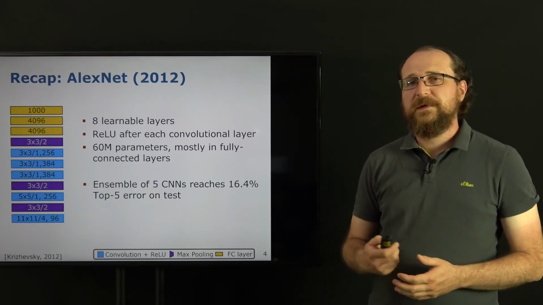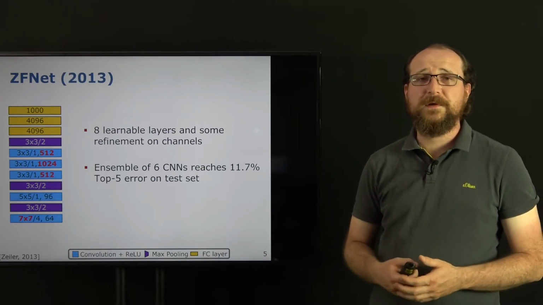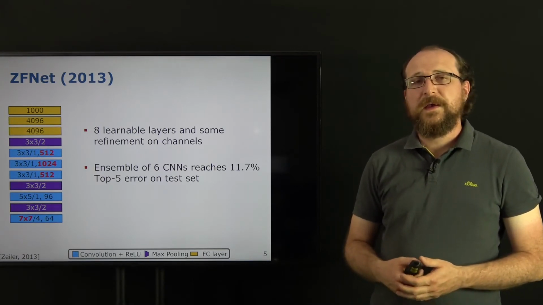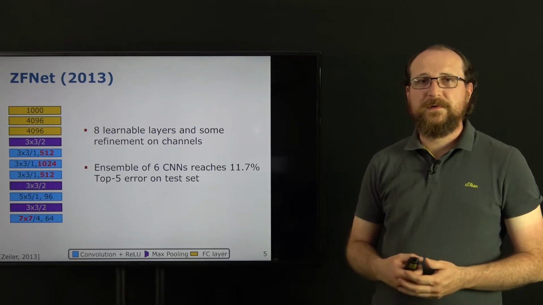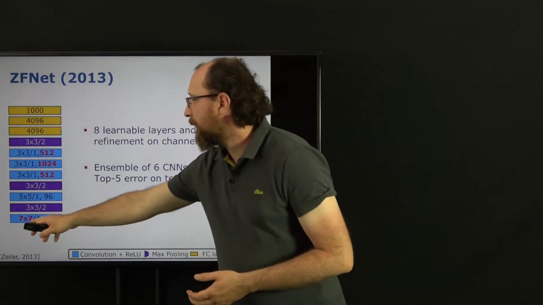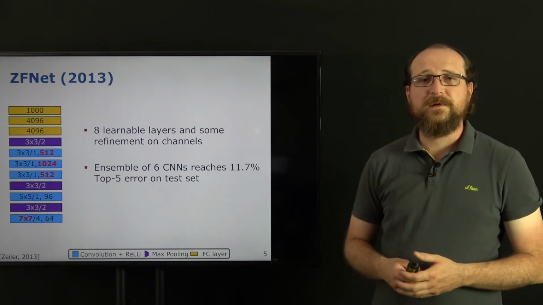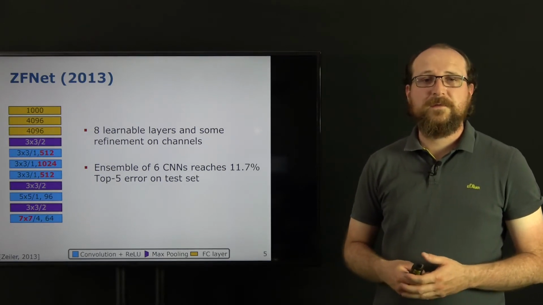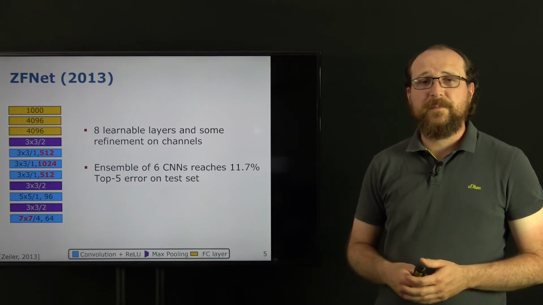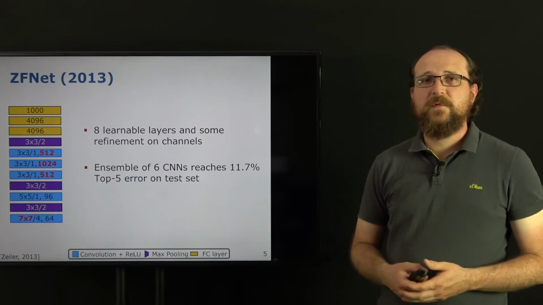So, now the question is how we can get better results using the structure. And in 2013, the winning approach was basically a modification of the structure. So we have again 8 learnable layers and some refinements on the channels. And one important part is maybe that in the beginning we had only a 7 by 7 convolution, which was much more efficient in the end. And this reached already, with an ensemble of 6 CNNs, 11.7% top 5 error on the test set. But the question is now how we move on from this.